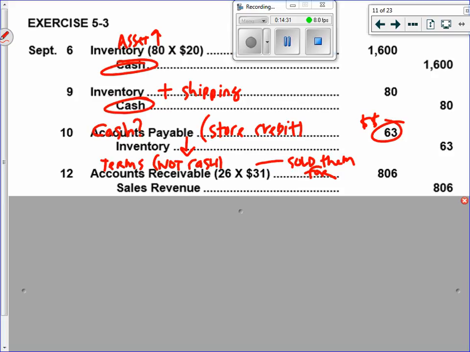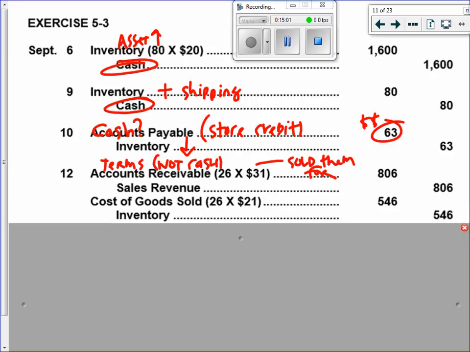So this was the sale of the stuff, but what's gone if I sold stuff? Inventory's gone. Now inventory is an asset. If I debited it, it would look like we're getting more. So we are going to do what with inventory because it's gone? It's a credit, but what's our debit? What offsets the value of the revenue? It's a little 4-letter acronym. COGS is our debit.